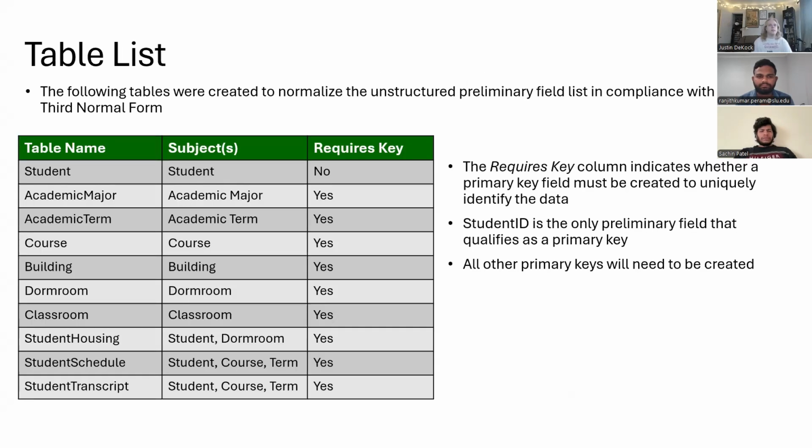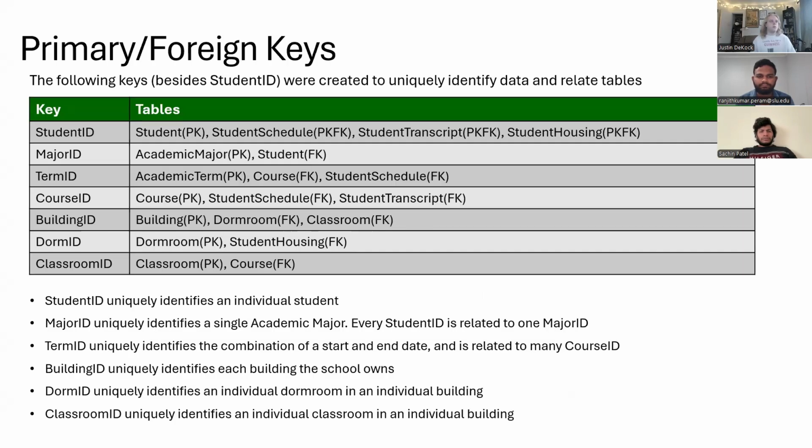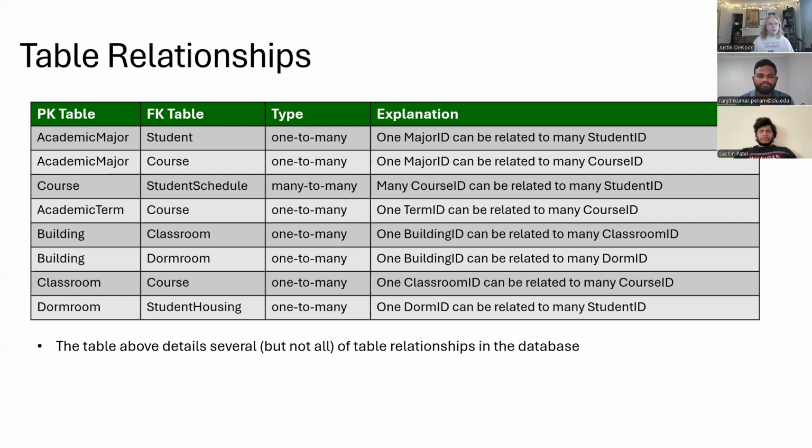So here is the list of tables that we ended up with. This was developed from the list of subjects. Here are the primary keys, and student ID is the only one that was able to be identified as a primary key, just because of its numeric and unique nature. All of these other unique IDs were created with the creation and design of the database to bring this to third normal form.